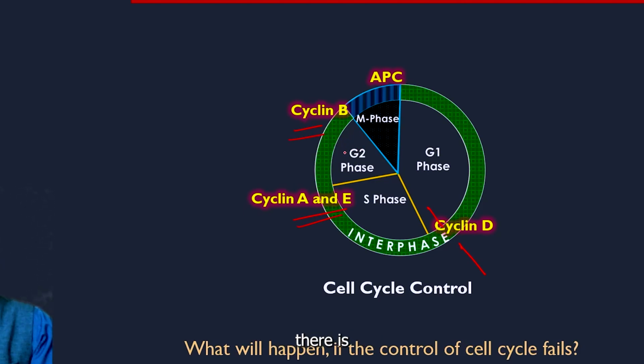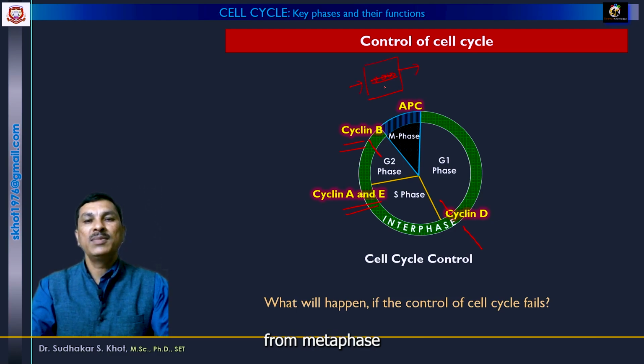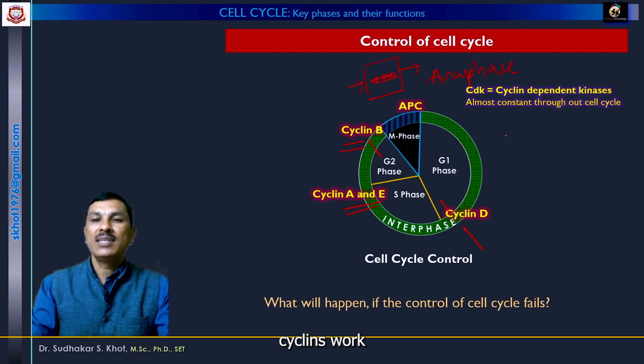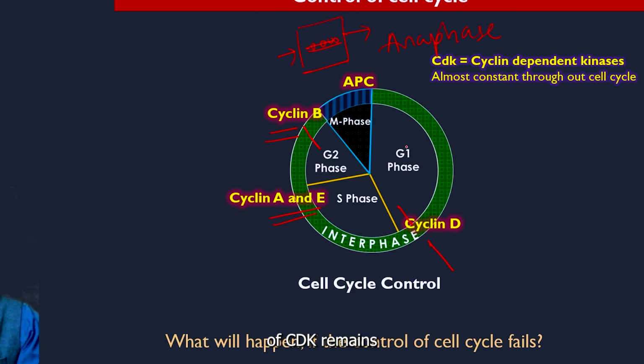And in mitosis, there is one complex which is called the anaphase promoting complex, APC. It ensures that all the chromosomes are arranged at the equator and the chromosomes are ready for the splitting of the centromere. Once it is assured, this complex triggers the splitting of the centromeres and the entry of the cell from metaphase to anaphase. So this is the anaphase promoting complex. Now all these cyclins work with the help of cyclin dependent kinases, and the amount of CDK remains almost constant during all the cell phases.